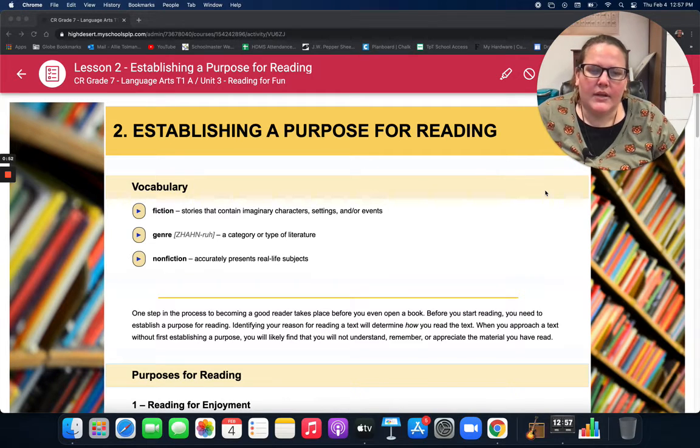One step in the process of becoming a good reader takes place before you even open a book. Before you start reading, you need to establish a purpose for your reading. Identifying your reason for reading a text will determine how you read the text. When you approach a text without first establishing a purpose, you will likely find that you do not understand, remember, or appreciate the material you've read.